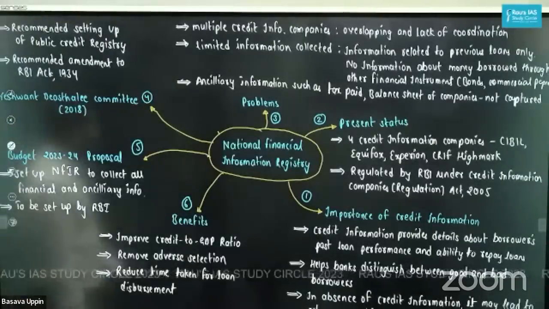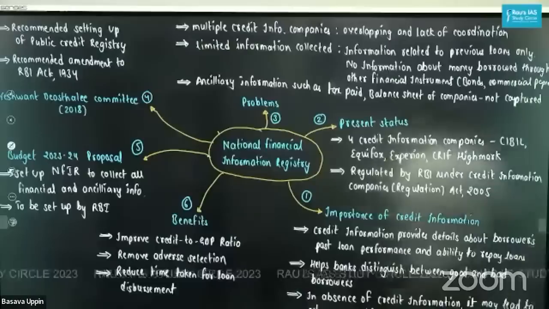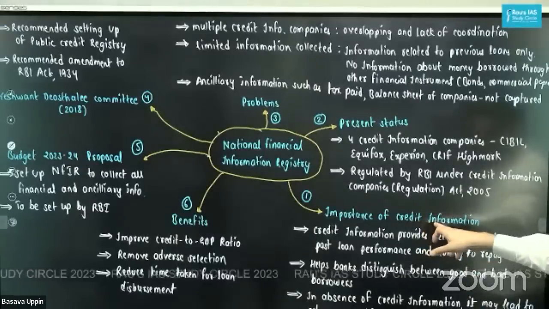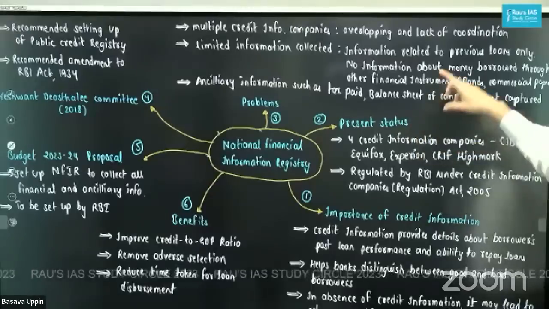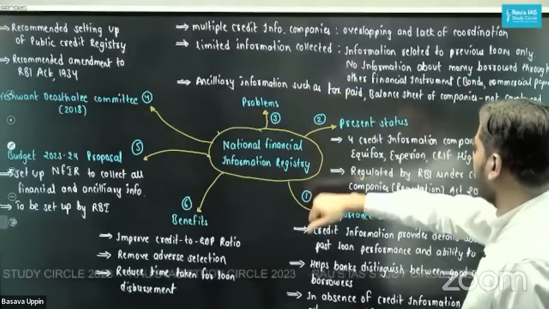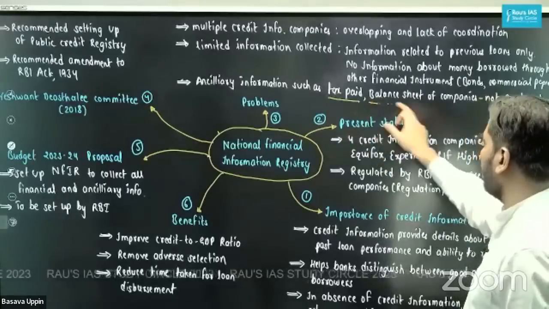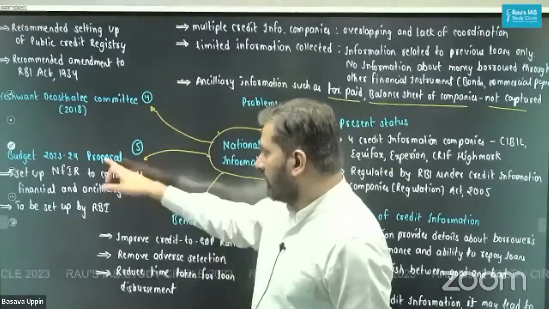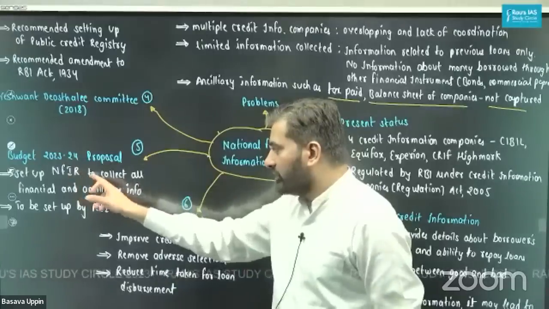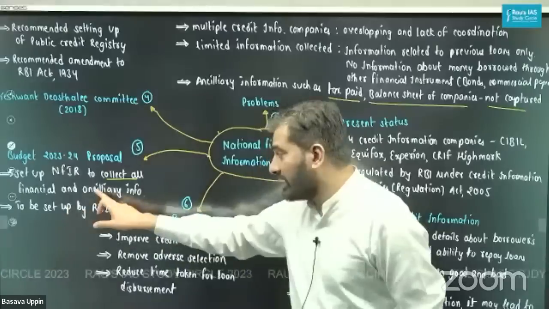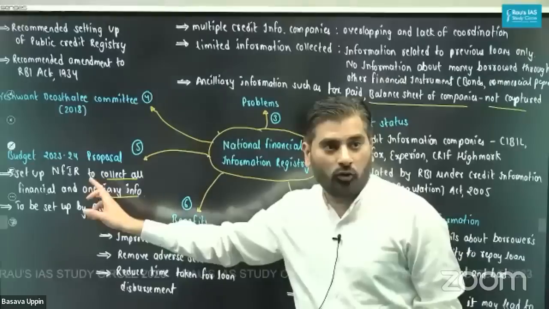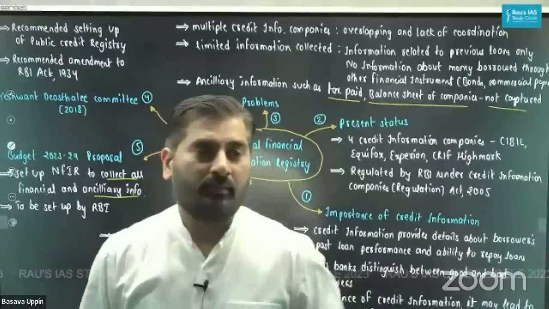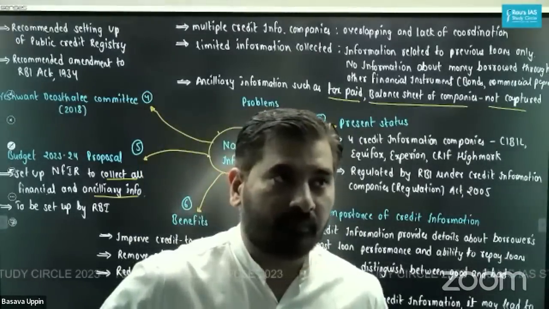Okay. Please have a look at the mind map. Do not write anything. Whatever I am explaining, everything is there in the form of a mind map. So I have highlighted the importance of credit information. What is the present status? What are the problems with respect to collection of credit information? Ancillary information such as tax paid, balance sheet of the company is not captured. Look at the committee, Goiporia Committee, 2018, Budget 23-24 proposal, set up National Financial Information Registry to collect all financial as well as ancillary information. To be set up by whom? By the RBI. Benefits, you can see all of these are the benefits. Understood, all of you? Right?